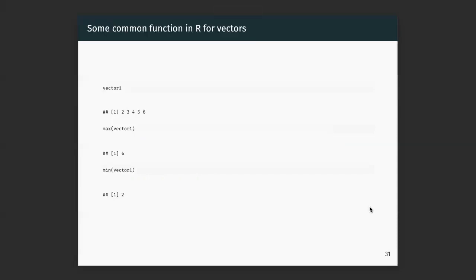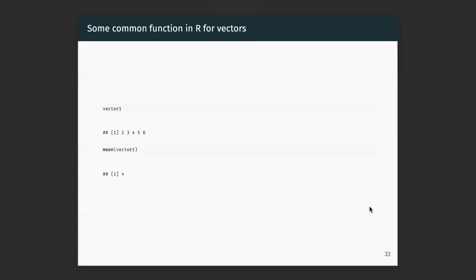So here are some common functions in R for vectors. Max is a useful one. It asks what's the largest value in that vector? 6. Min is the minimum. What's the minimum value of that vector? 2. What's the length of the vector? 5. What does length do? It tells you how many objects are in the vector. How long is it?